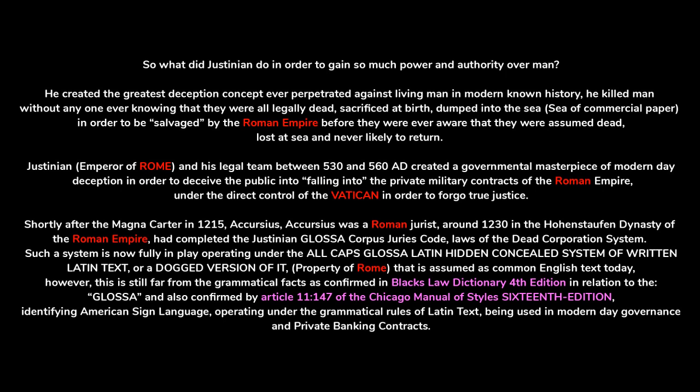However, this is still far from the grammatical facts as confirmed in Black's Law Dictionary 4th edition in relation to the Glossa, and also confirmed by Article 11, 147 of the Chicago Manual of Style 16th edition, identifying American Sign Language, operating under the grammatical rules of Latin text, being used in modern-day governance and private banking contracts.